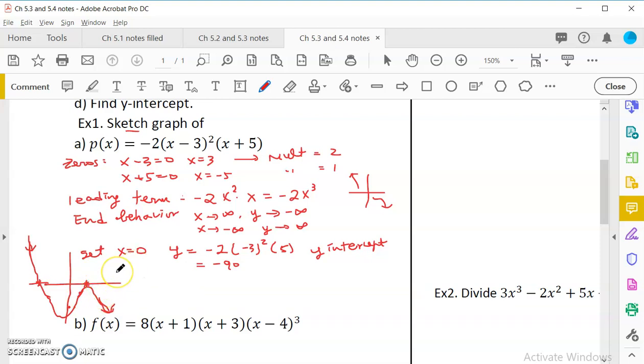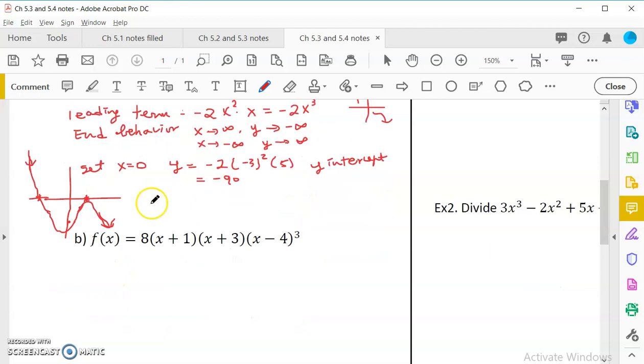And that's how you graph it. It's not exactly, we don't know if it turns here, but it may go down more, but that's the best we can do. At least the shapes, so it will go down. Second one, f of x equal to 8(x + 1)(x + 3)(x - 4)^3.